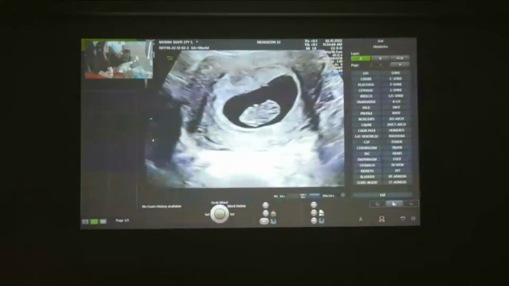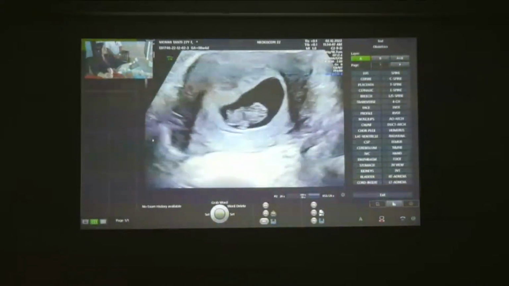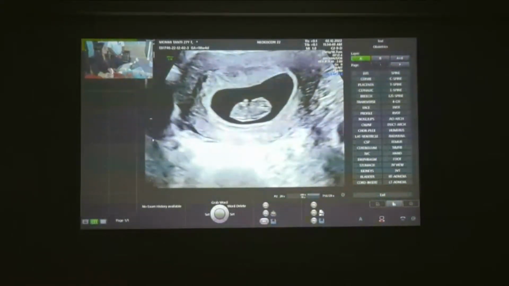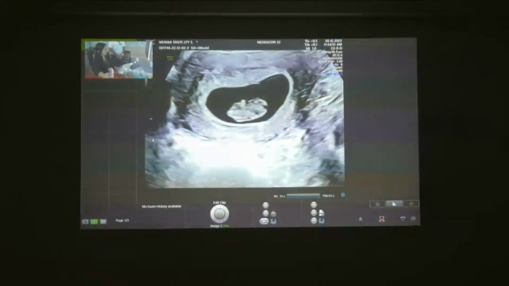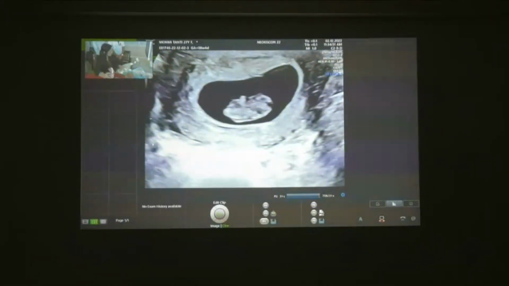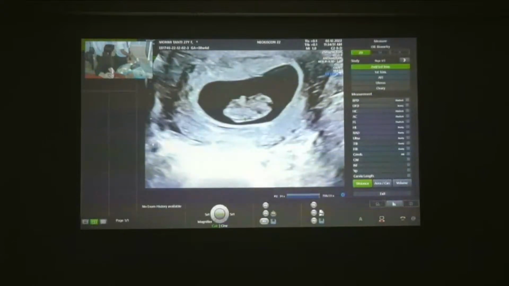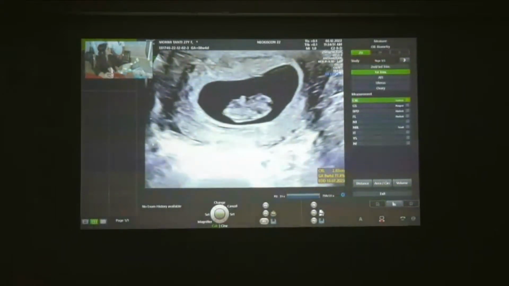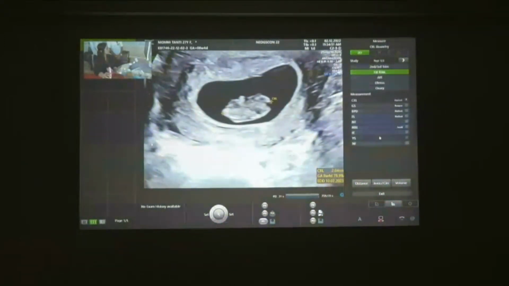What are the things that we see in this scan? First, we have to document the crown-rump length. The embryo should be as horizontal as possible. Always try to zoom the image. So our CRL is corresponding with her gestational age given by her LMP, so here we do not need to assign a new EDD.